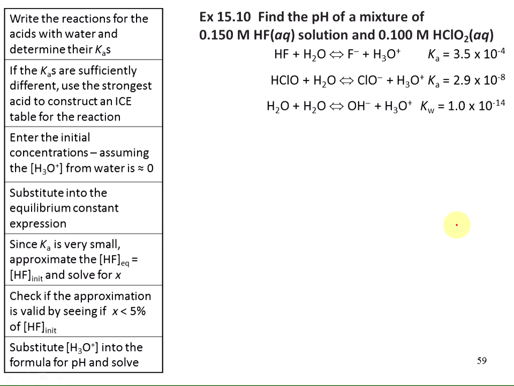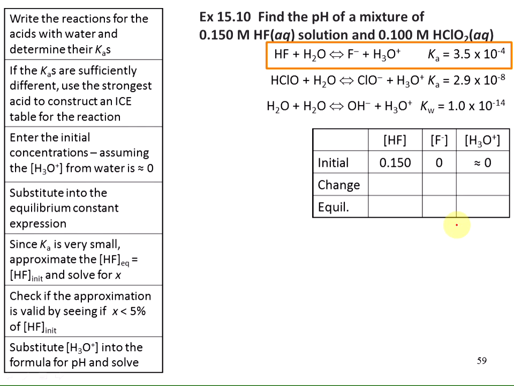So we're going to set up an ICE table where we're looking at the HF dissociating, and initially we have 0.15 molar HF, no fluoride ions, and the hydronium ion concentration, we're going to say, is effectively 0. So we're going to lose some amount X of the HF, that increases the fluoride concentration by X and the hydronium concentration by X. So then we find our equilibrium values. Now using the mass action equation for that reaction, the products over the reactants, we plug our equilibrium values into our mass action equation.